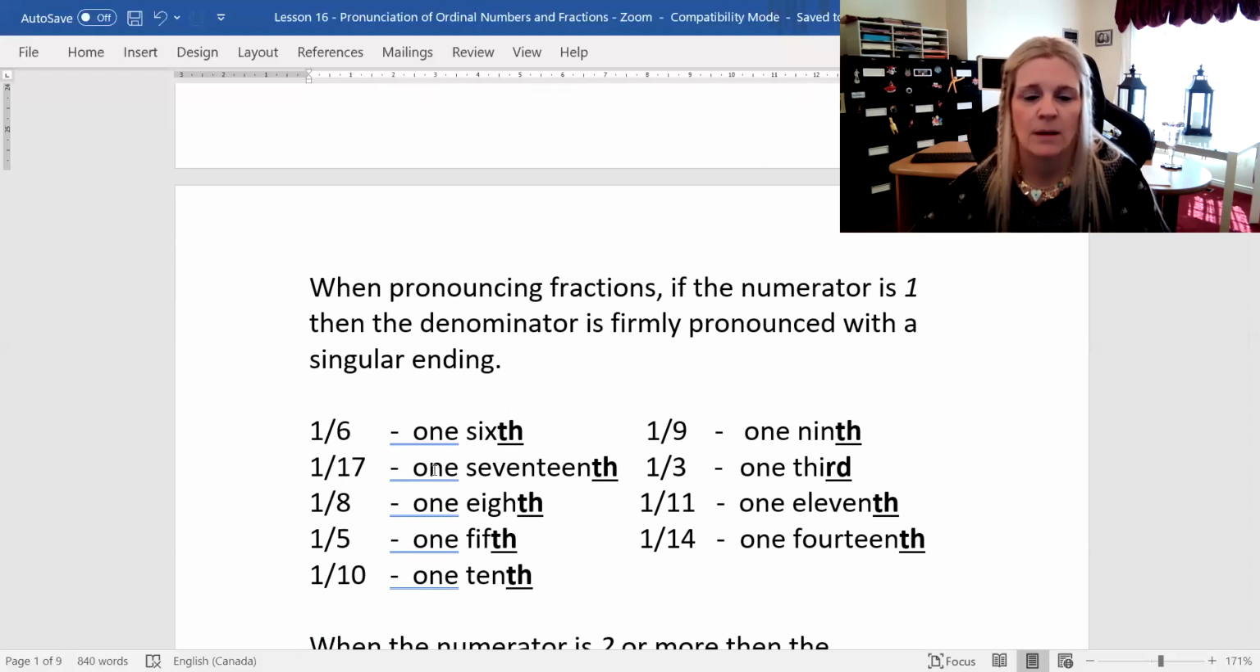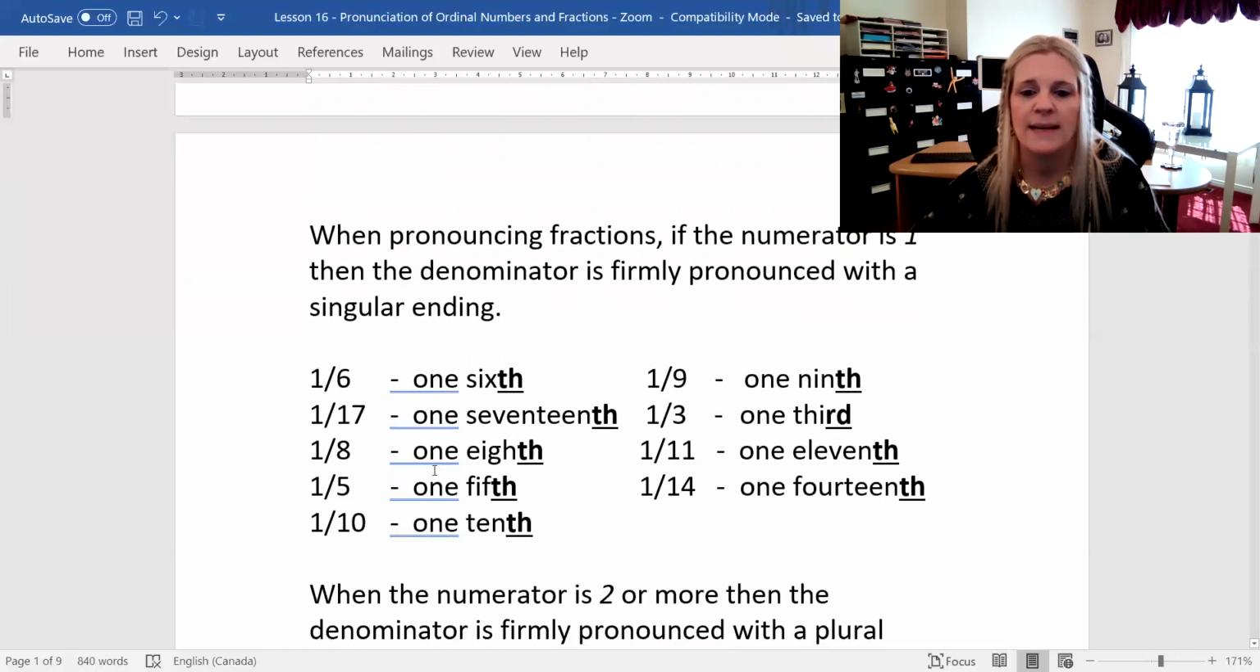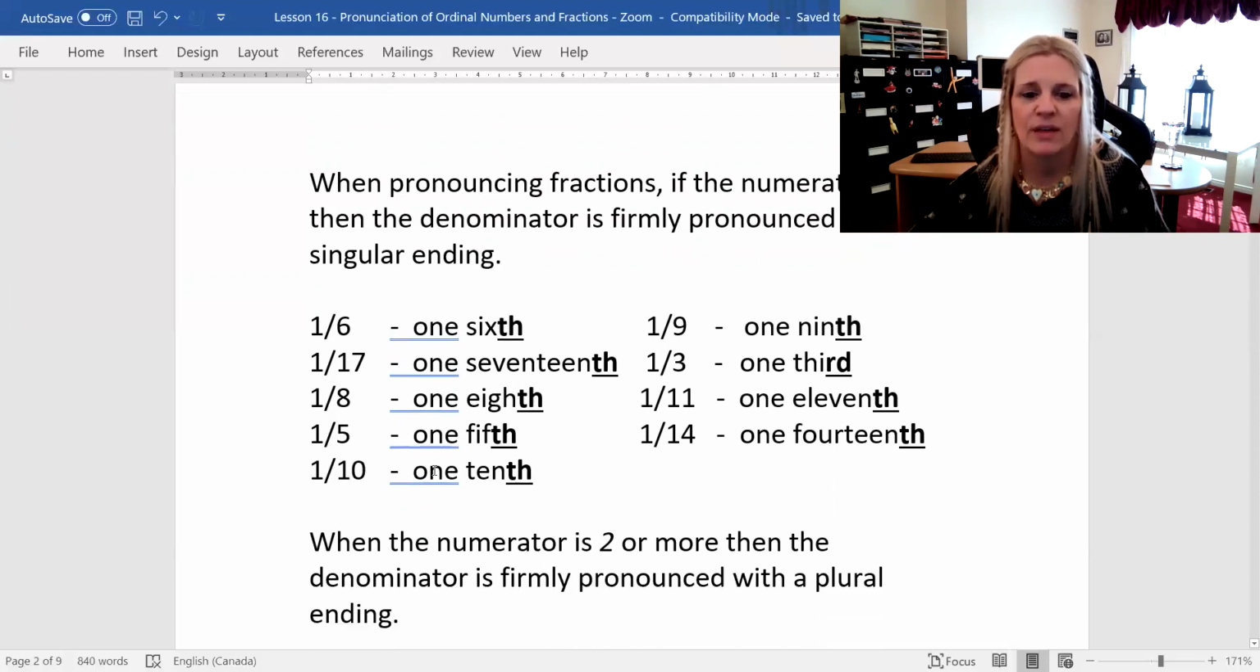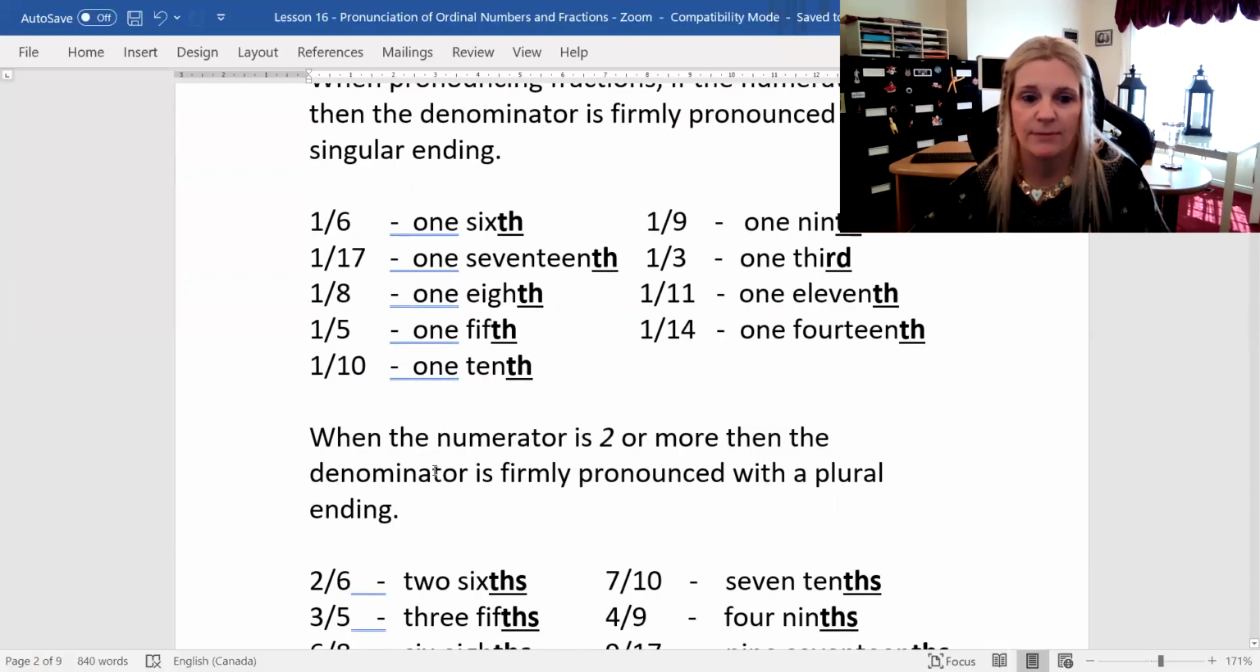1/7, 1/8, 1/5, 1/10, 1/9. And then we get into the other numbers. 1/3, 1/11, 1/14. Easy enough.